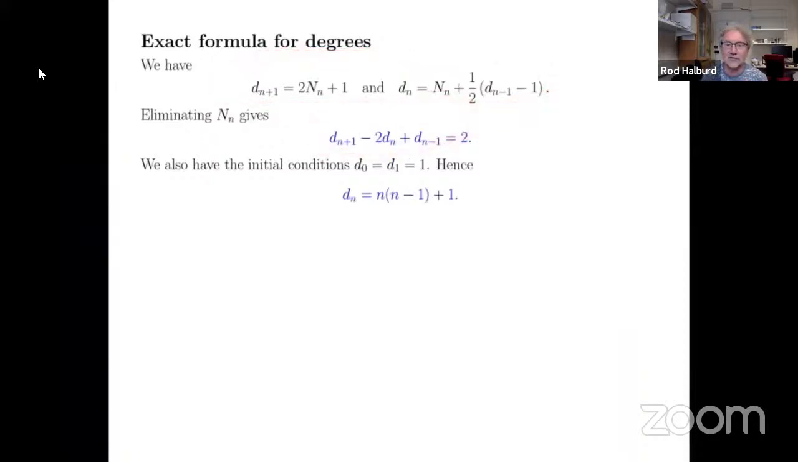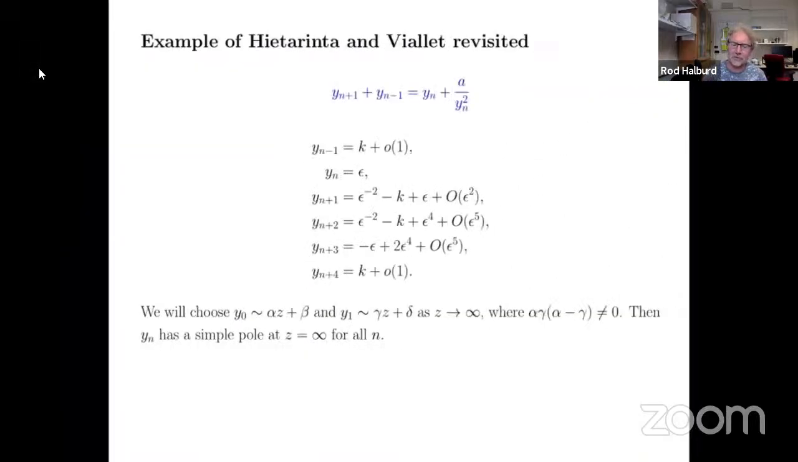My initial conditions were that I had 2 affine functions, so the degrees were both 1. So I have an exact formula that tells me the degree for all future terms, and you can see that it grows quadratically exactly. And if we briefly come up to Hietarinta, I'm going to have to go a little bit faster, but if we come up to the Hietarinta case again, I can interpret it the same way.